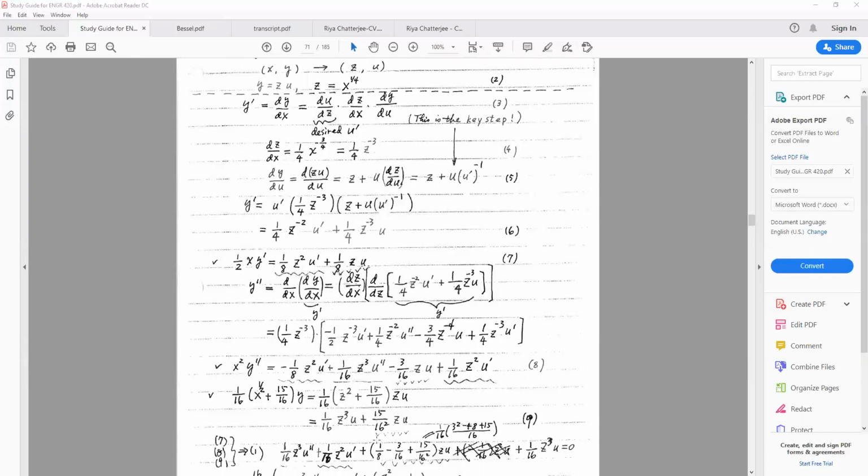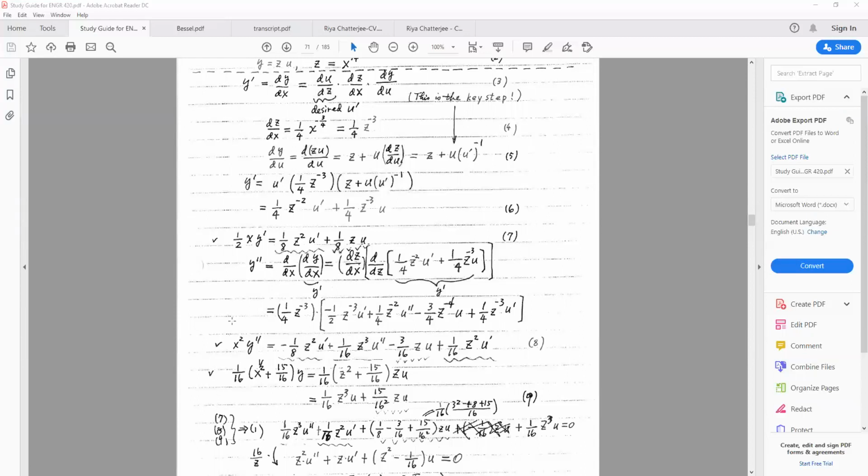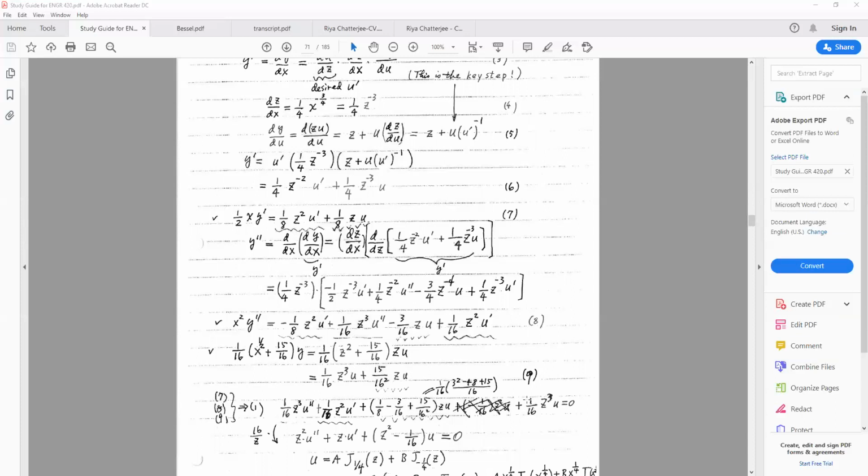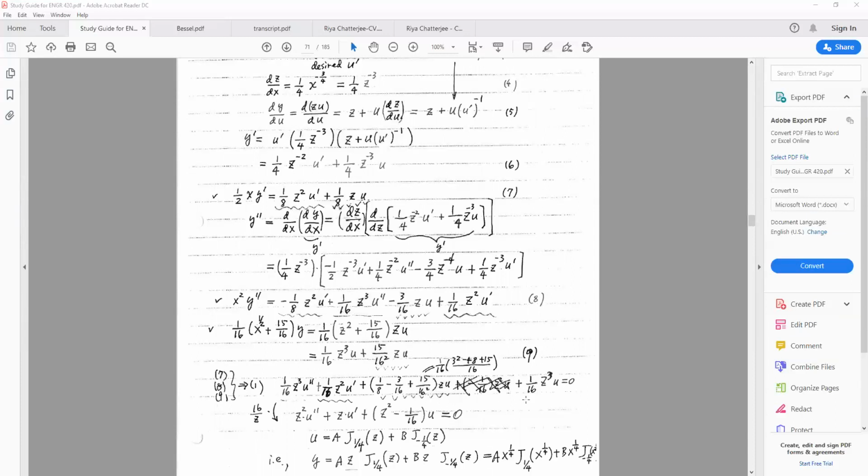So we combine all these 3 marked terms: equation 8 for the leading term, equation 7 for the second term, and equation 9 for the very last term. It takes some effort to combine them. Then after we clean up, we get a relatively simple equation.